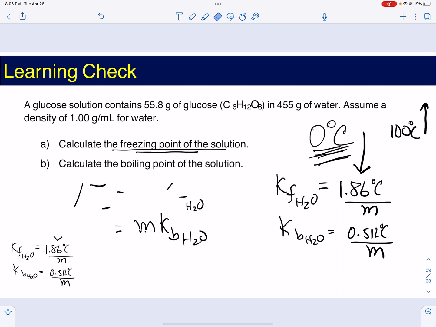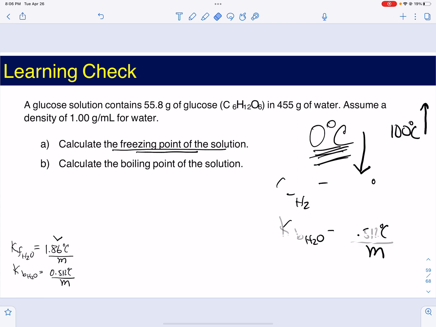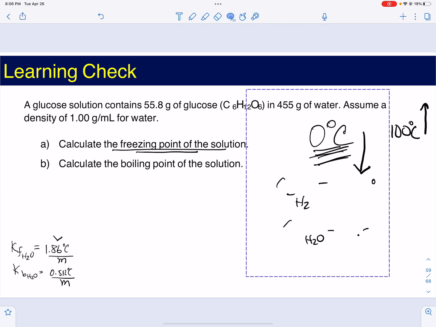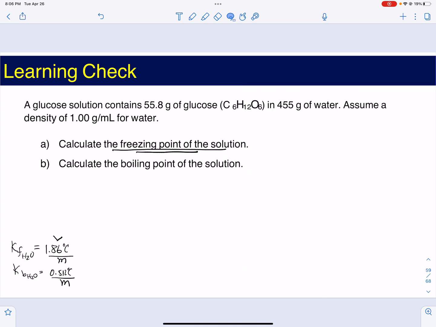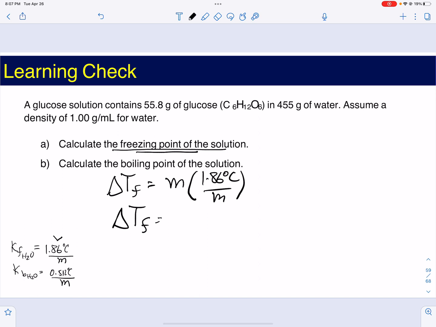So those are the formulas that you already saw. We got those values already copied. The change in temperature for the freezing is going to be the molality times 1.86 degrees Celsius over molality. So all we have to do is find the molality, right? And the molality is moles of solute over kilograms of the solvent.